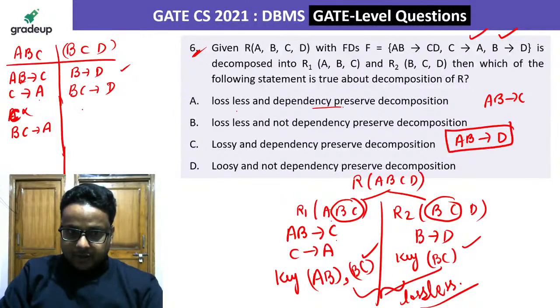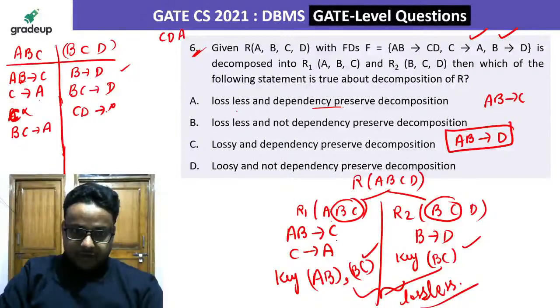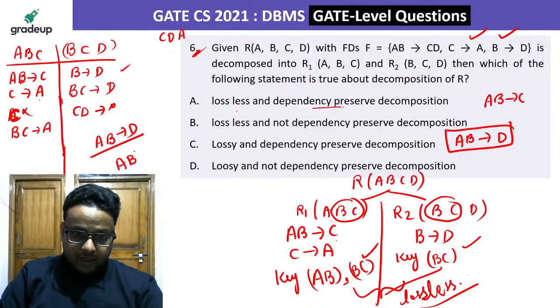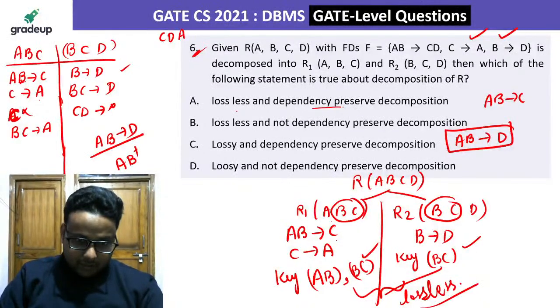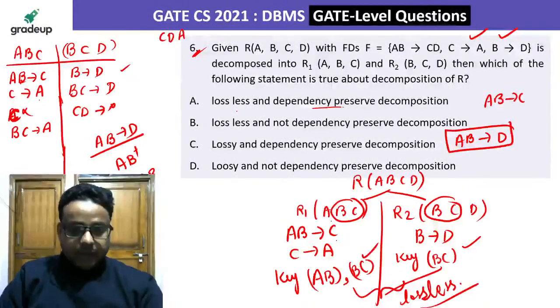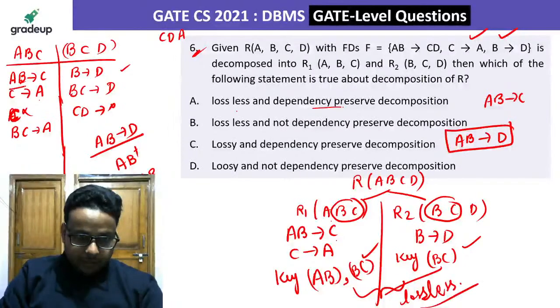So C, D, what can we write? Can we write C, D determine B? C to A, find out the C, D closure, C, D and A. No, it's not anything. So here, because we want to find whether AB determine D is preserved or not, find out the AB closure. If you find the AB closure, you will get AB, right? And AB to C you are getting.